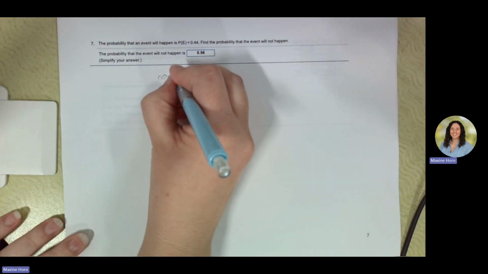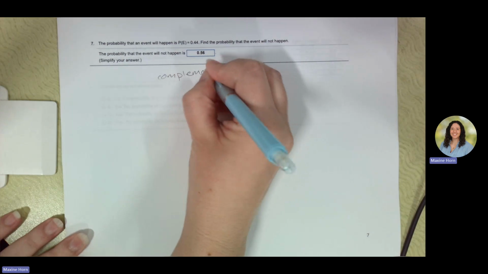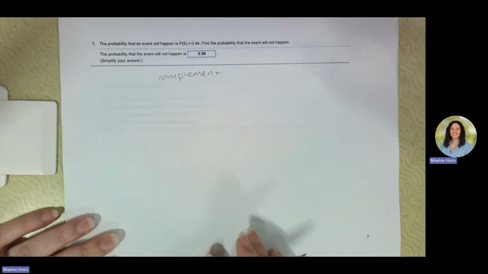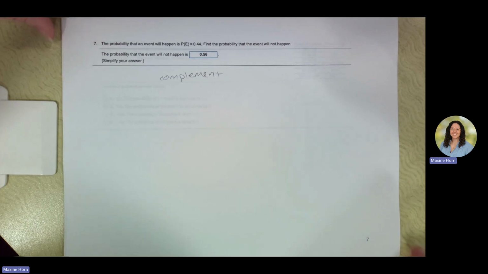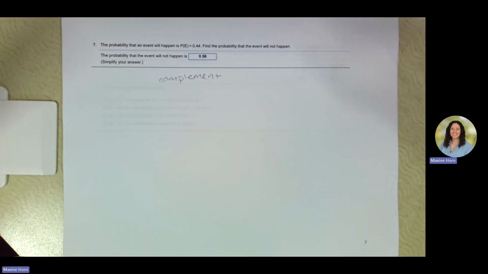All right, the probability that an event will happen is, and they give P of E, probability of E equals 0.44. Find the probability that the event will not happen. Okay, so that's called the complement. If you subtract the probability from 1, you're going to get the probability that it will not happen, because the complement of something is what will add to it to be 1.